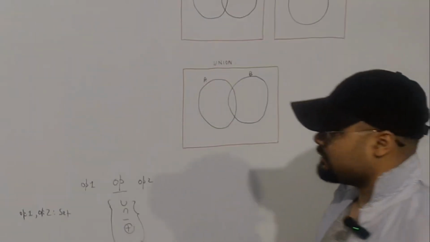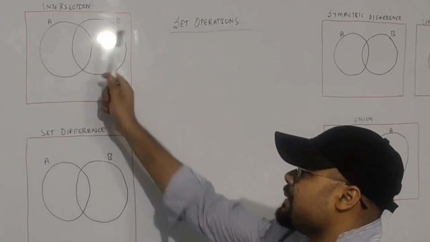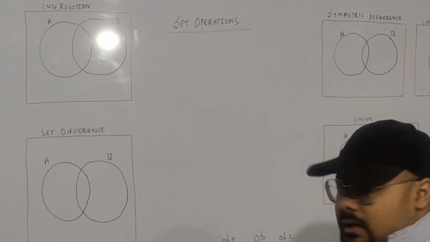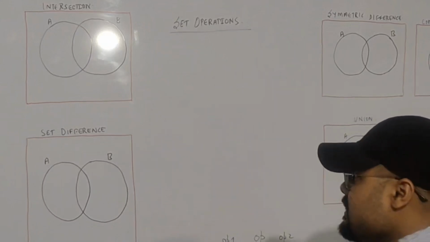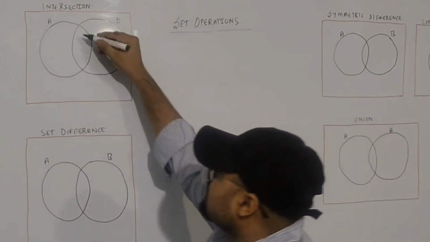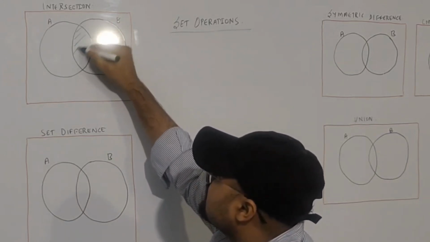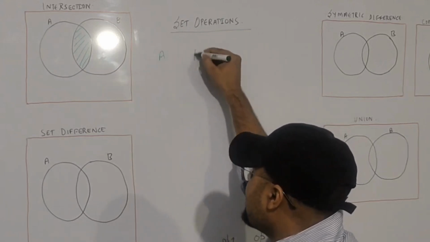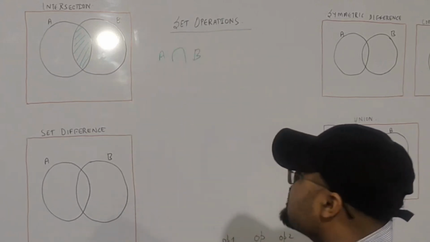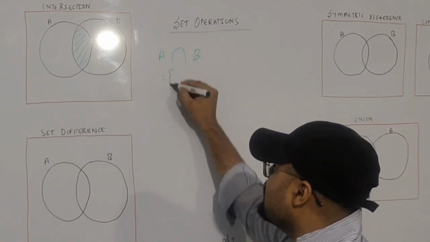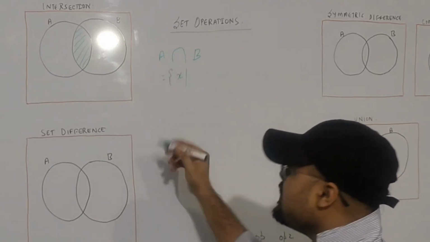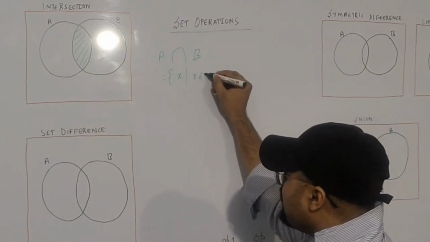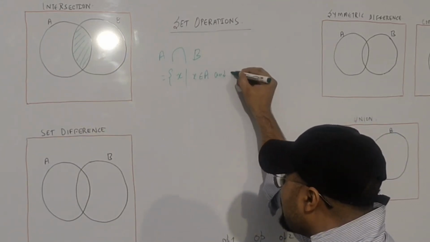Okay, let's start with intersection first. These are two sets, A and B. Intersection means that it will return a set that will have elements which belong to this region. If you have set A and set B, the intersection of A and B means you have all the elements that are in both A and B, such that x not only belongs to A, but it has to belong to B also.